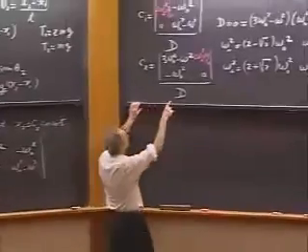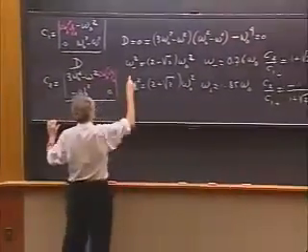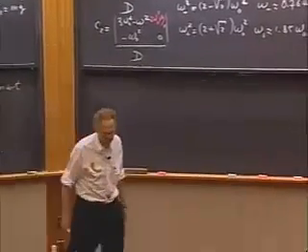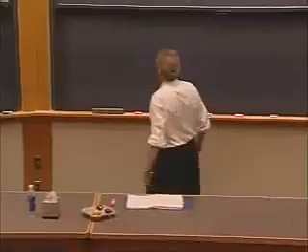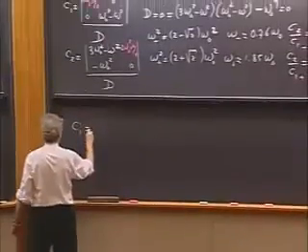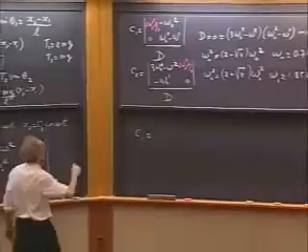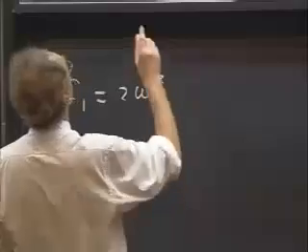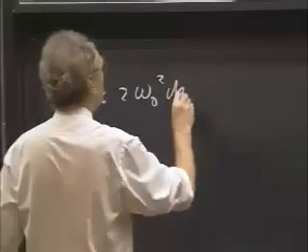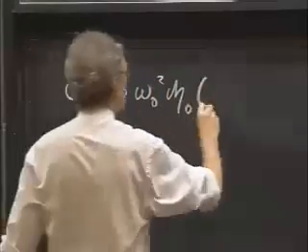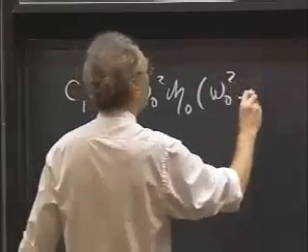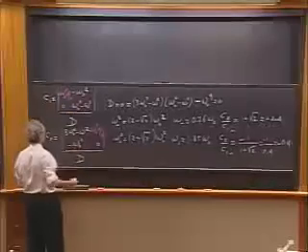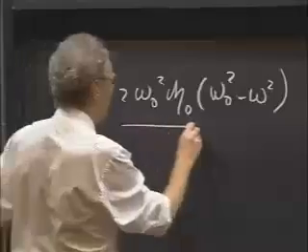When we solved this before, we were searching for an omega, and out came these omegas. That's not the case anymore. We know omega. It's called omega, and that's it. So I can write down now C1. I take the determinant of the upstairs. So that gives me 2 omega 0 squared times eta 0 times omega 0 squared minus omega squared. That is this diagonal, and this one is 0. And I have to divide that by D.